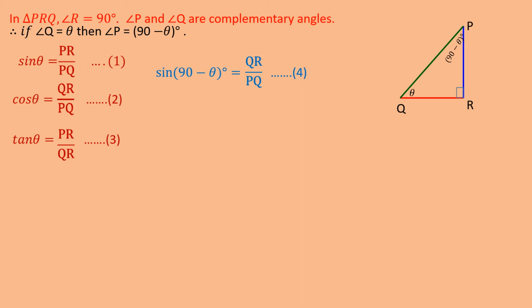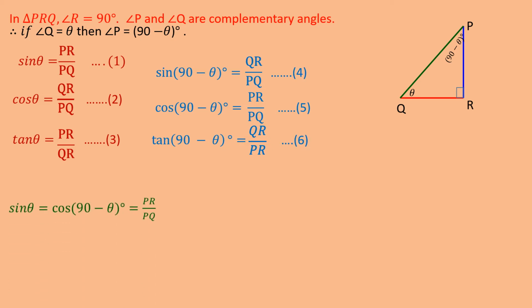Now we will do the same thing for 90 minus theta. So sine of 90 minus theta is nothing but QR upon PQ, because QR is the opposite side of angle 90 minus theta degrees. Similarly, cos will become PR upon PQ and tan will become QR upon PR. Now let us see the relation.